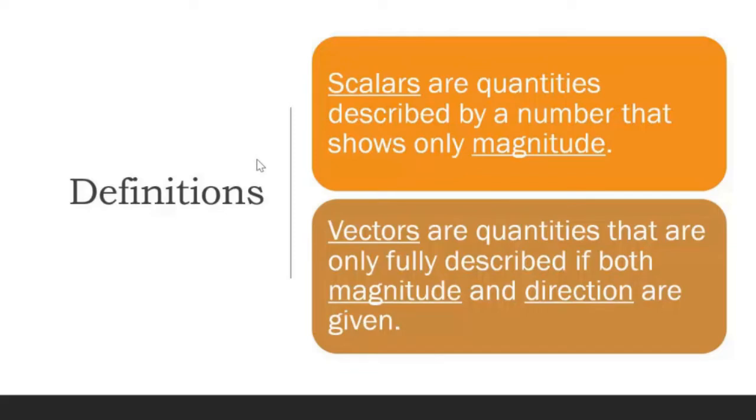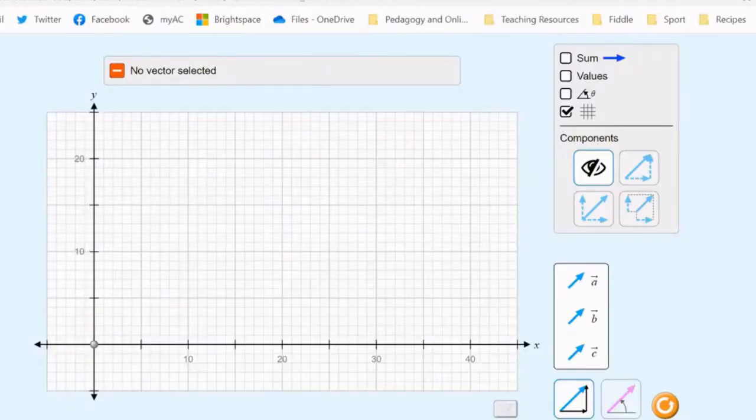Vectors, on the other hand, are quantities that are only fully described if we provide both the magnitude and the direction. Vectors include velocity, displacement, acceleration, momentum, force, lift, drag. You get the idea. Since vectors have both magnitude and direction, we can describe them by drawing arrows.